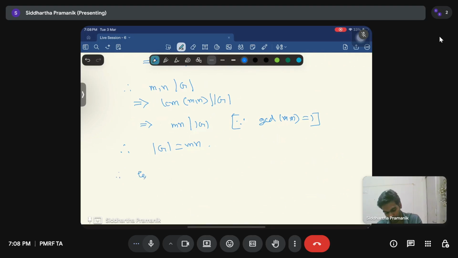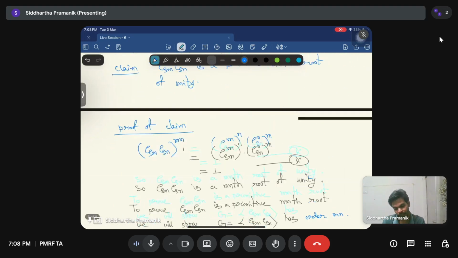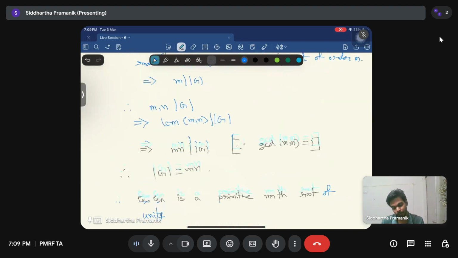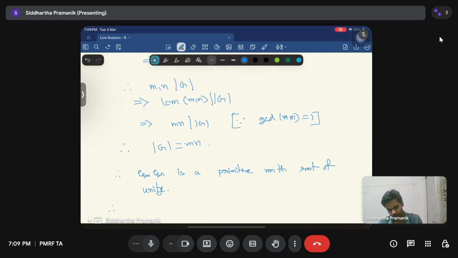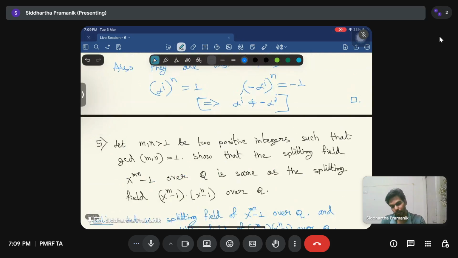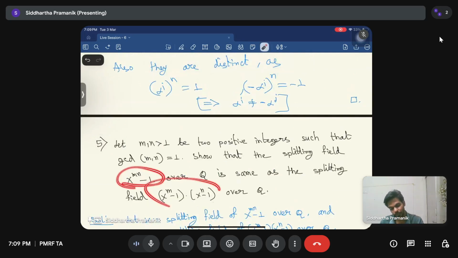So zeta m times zeta n is a primitive mnth root of unity. And zeta m times zeta n is obviously in L. So K is a subset of L. Thus K has to be equal to L. Both the splitting fields are the same. The splitting field of this one and the splitting field of this one both are the same.